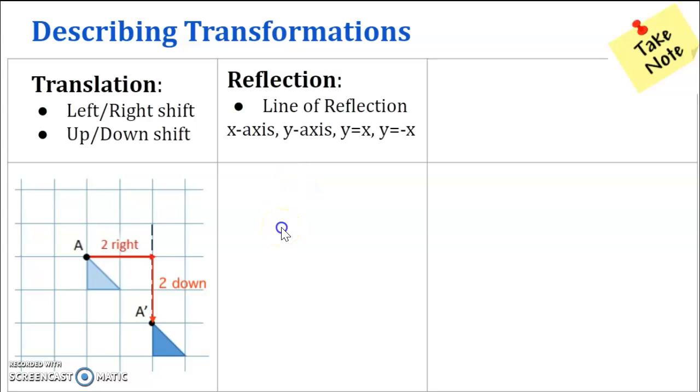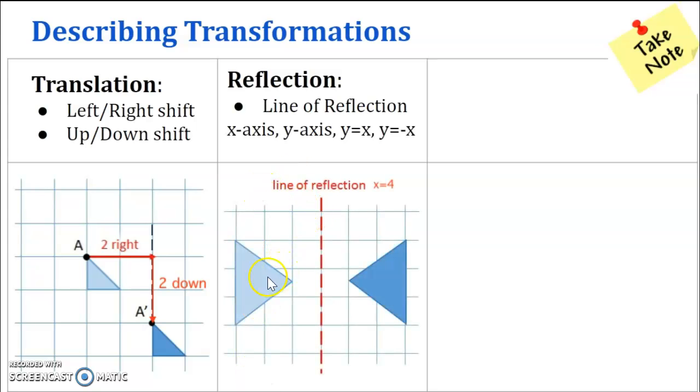It can be anywhere. An example is this light blue triangle turning into the dark blue triangle. The line of reflection was a vertical line and it has the equation x equals 4, where it is going through (4, 0), and so on.